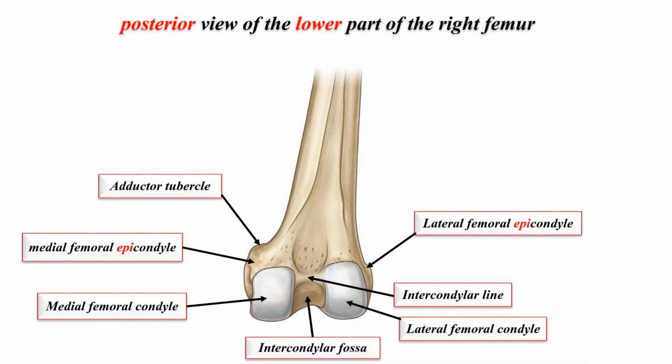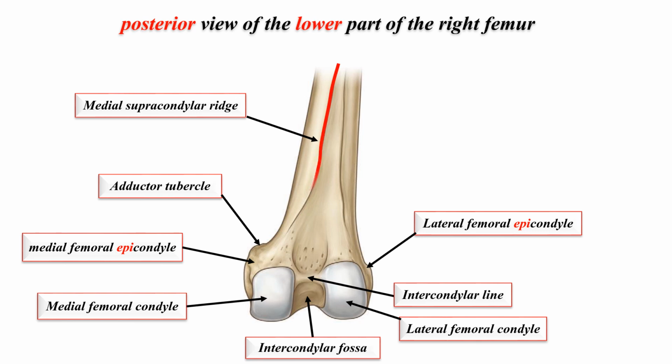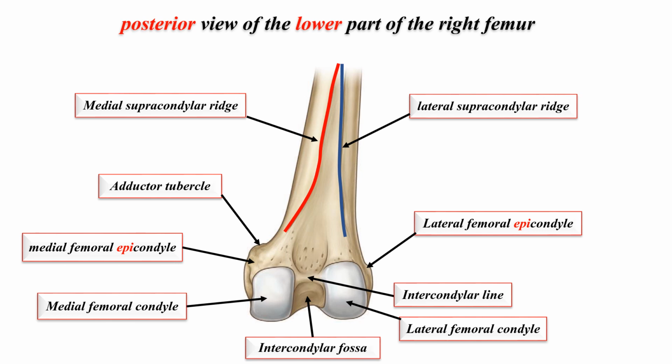This is the lateral femoral epicondyle, and this is the medial supracondylar ridge or the medial supracondylar line here, and this is the lateral supracondylar ridge or the lateral supracondylar line. Between the medial supracondylar line and the lateral supracondylar line, this is the popliteal surface. It provides an attachment for the popliteus muscle.